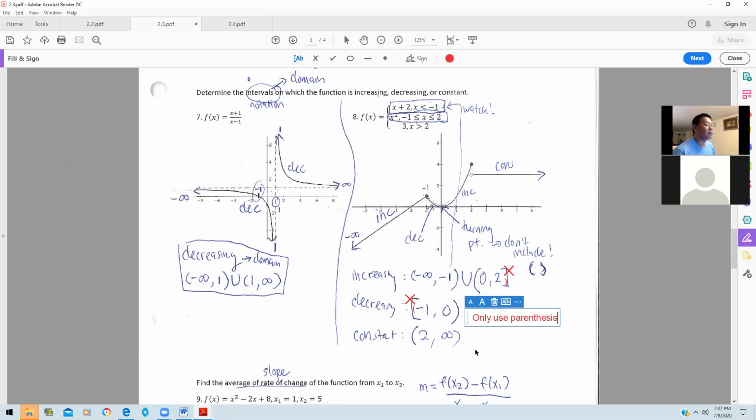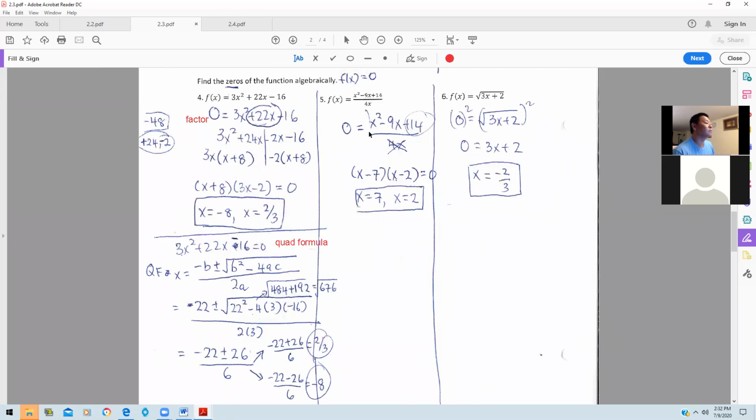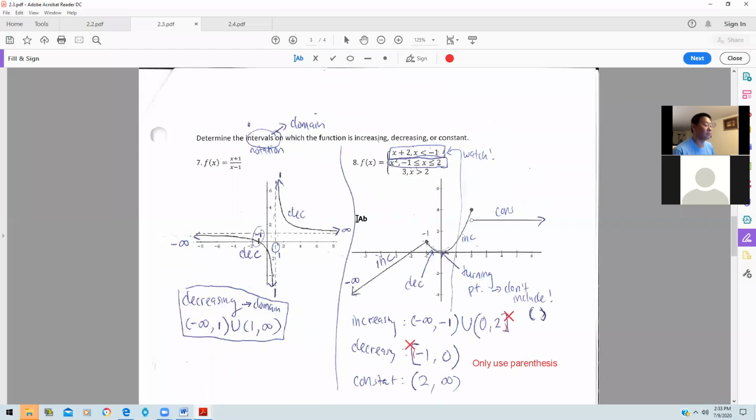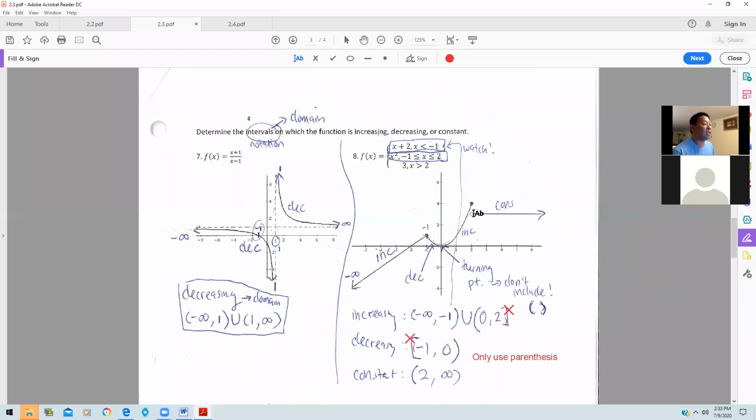Okay. And also for number 5, when you factor the solution, why did you cross out 4x? Because I multiply 4x on both sides, so the 4x is canceled out, and 0 times 4x is still 0. Right, and then the constant part is from 2 to infinity. Again, class, when you talk about increasing, decreasing, constant, make sure that you only use parentheses here.